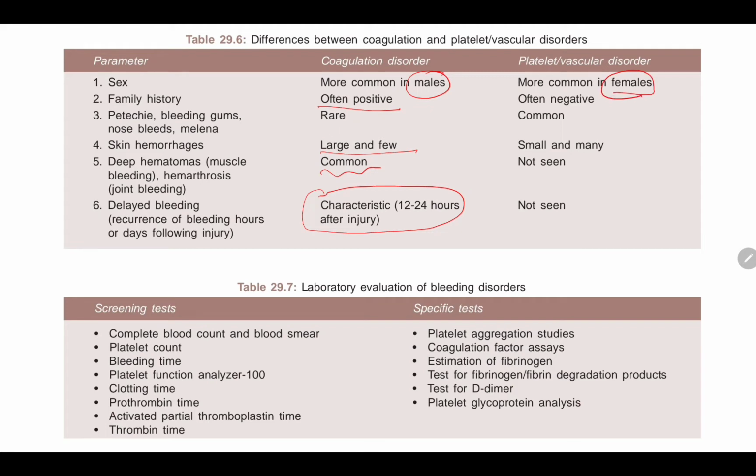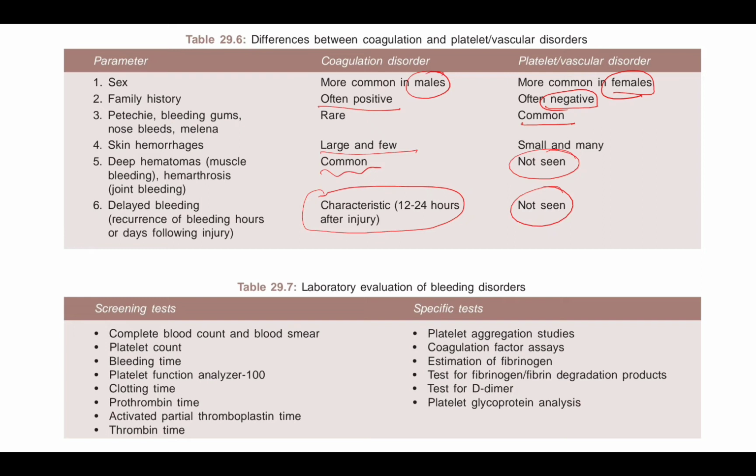While the platelet or vascular disorder is more commonly seen in females. They don't have a family history, often negative. Then petechiae, bleeding gums, and melena are the common complaints. Small and many skin hemorrhages are seen. Deep hematoma is not seen. That's why the delayed bleeding is also not seen.